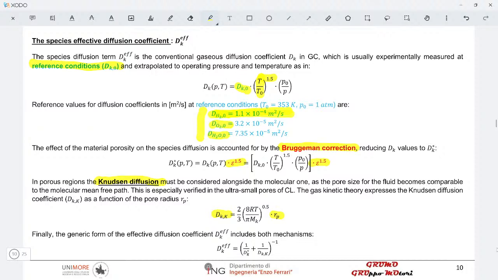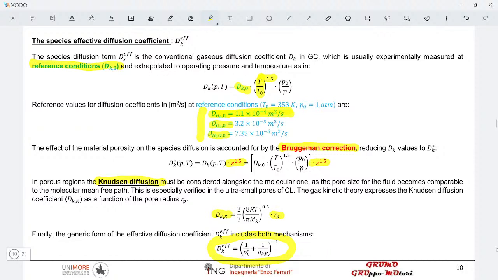And all of this is accounted for in this effective diffusion coefficient. So this D_k effective that we had in the general transport equation, now you know what it is composed of. It's composed of the molecular diffusion, which is modified based on pressure and temperature, which includes, if needed, the effect of porous materials with the Brueggemann correction, and the Knudsen diffusion if relevant. Okay, so it's by all means an effective diffusivity.